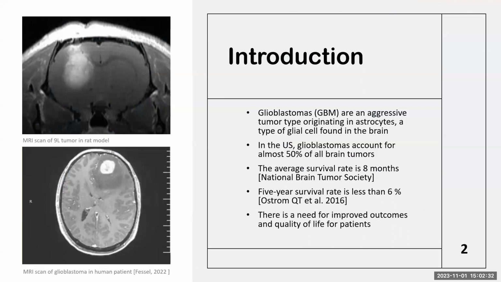On the left here, I just have some examples of gliomas. On the top is in the rat brain, which is the kind of data I use, and on the bottom is in the human brain.